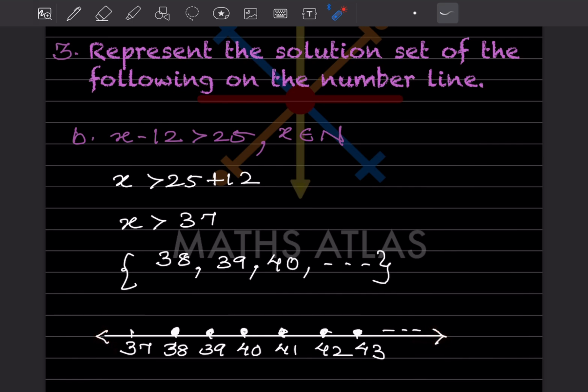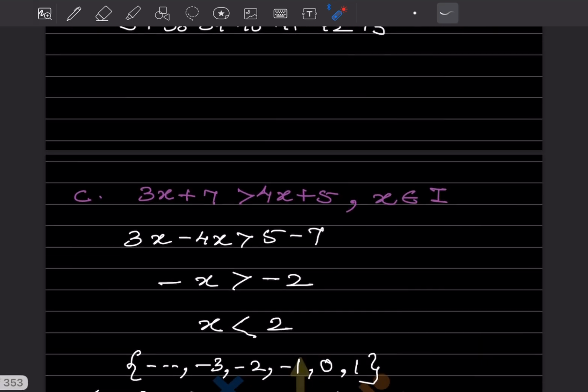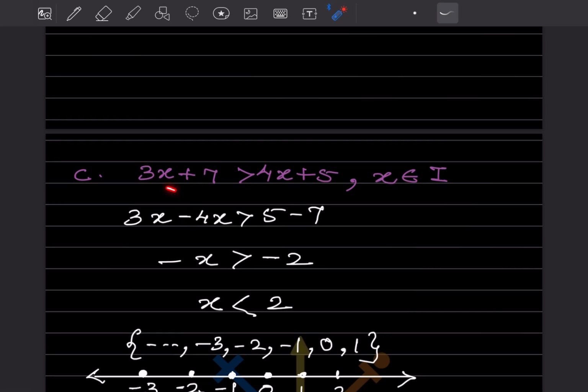So the next one, now look at this problem, and this is integers. Integers means the negative and the positive numbers. So here will be 3x minus 4x is greater than 5, plus 7 will go on the other side, will be minus 7.